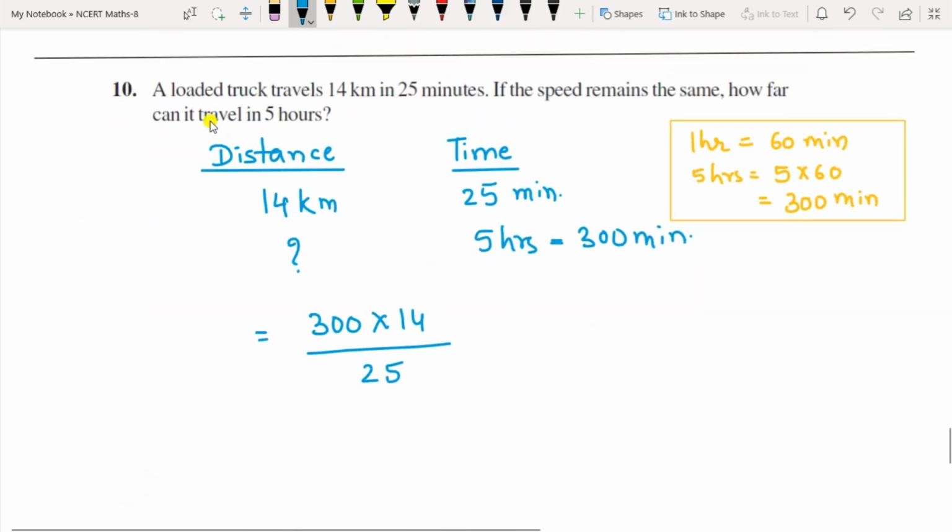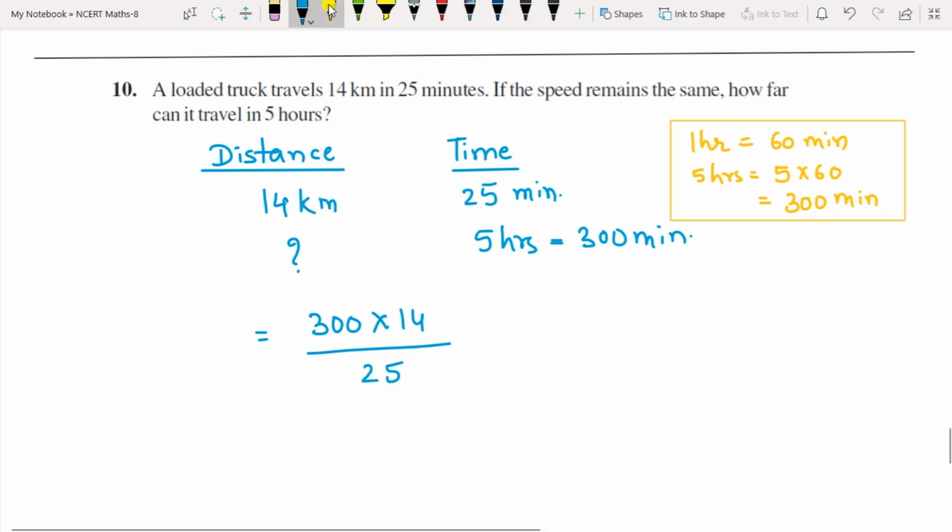This one, a loaded truck travels 14 km in 25 minutes. If the speed remains the same, how far can it travel in 5 hours? So distance and time are the two units taken here. 14 km in 25 minutes. So in 5 hours, how much distance will it travel? 5 hours convert into minutes, that is 300 minutes. Shown the conversion here. So now cross multiply. 300 into 14 divided by 25.